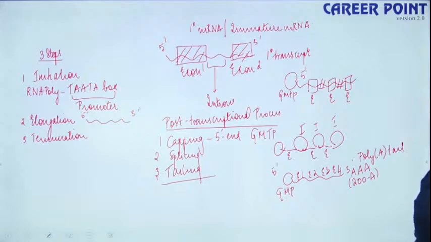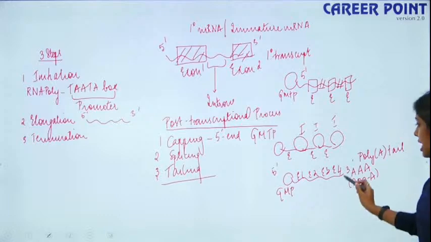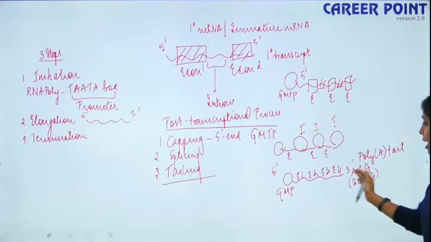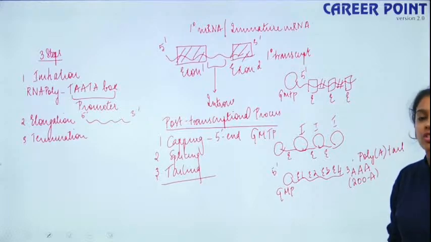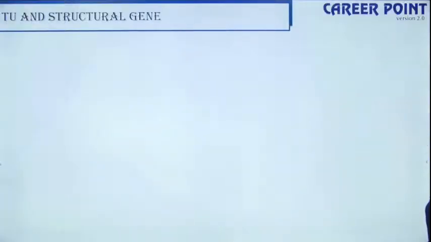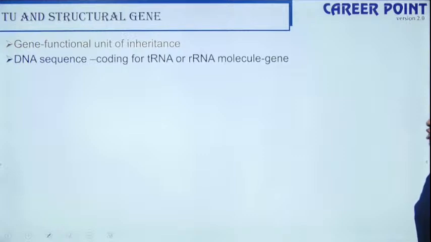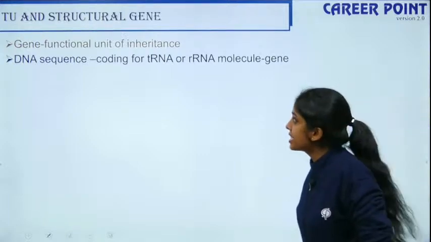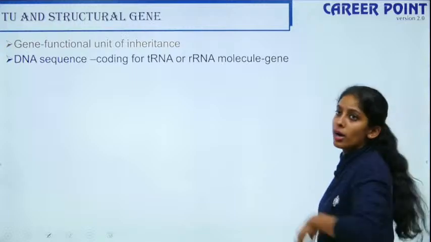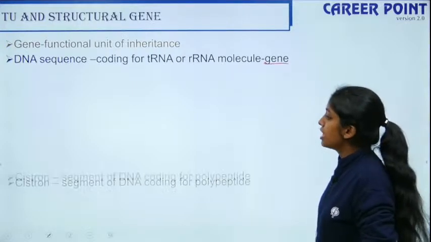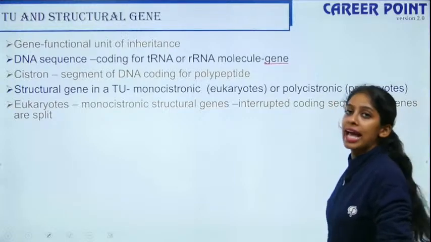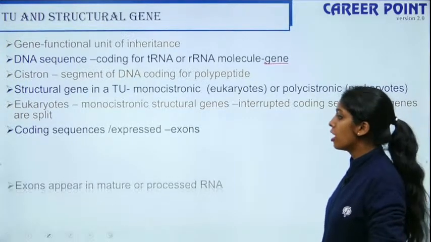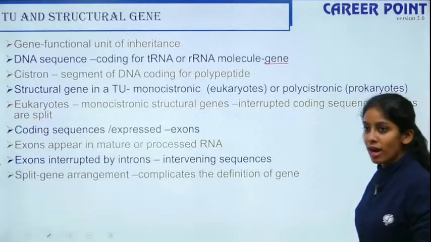So you understood the process of transcription. Now once this tailing is visible, now the nuclear membrane will allow it to move outside the nucleus and reach the cytoplasm for translation process. Done? So gene is the functional unit of inheritance. So the DNA sequence can code for tRNA or RNA molecule, that is a gene. So then you have the definition for a cistron. So in eukaryotic it is monocistronic and in prokaryote it is polycistronic. So all these I have explained. I hope you have understood, right?